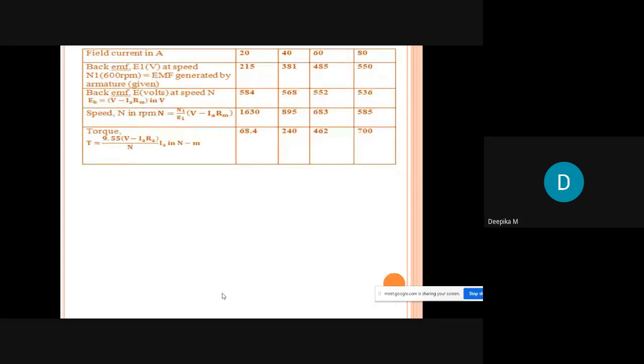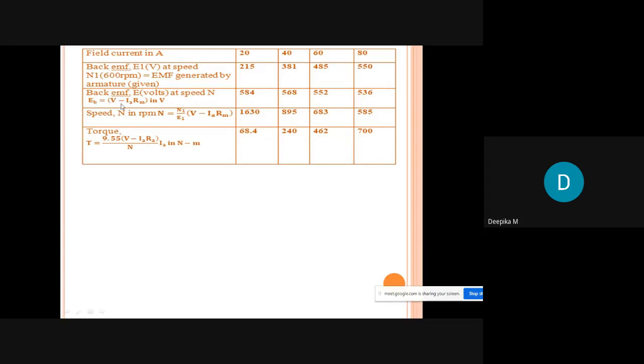So next, let us draw the table, and let us see here the field current in ampere. We know that it is 20, 40, 60, 80. And the back EMF also they have given, which is nothing but E1 when it was running as a generator. So that also we have here. Next, we have to calculate the back EMF. Again, why do we have to calculate back EMF? Because in the formula of the speed, we have this value.